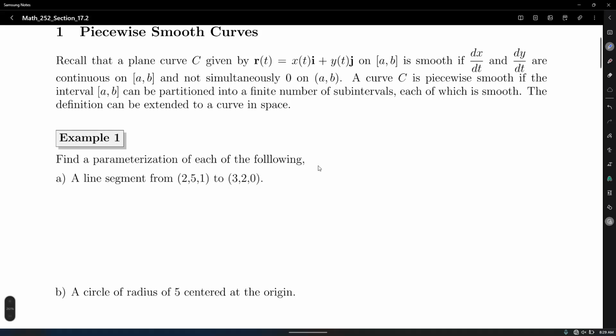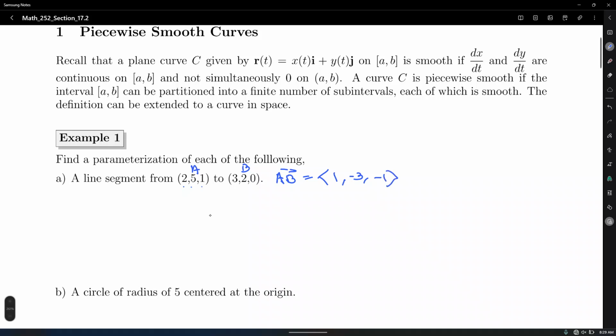Let's parameterize a line segment, the line segment that goes between the point (2, 5, 1) and the point (3, 2, 0). What do we need? An initial point. So this is x naught, y naught, z naught. That's what we put in our vector-valued function. And we also need the direction vector. Let me call these points A and B. So the vector AB will be 3 minus 2, that equals 1, 2 minus 5, negative 3, 0 minus 1, negative 1.